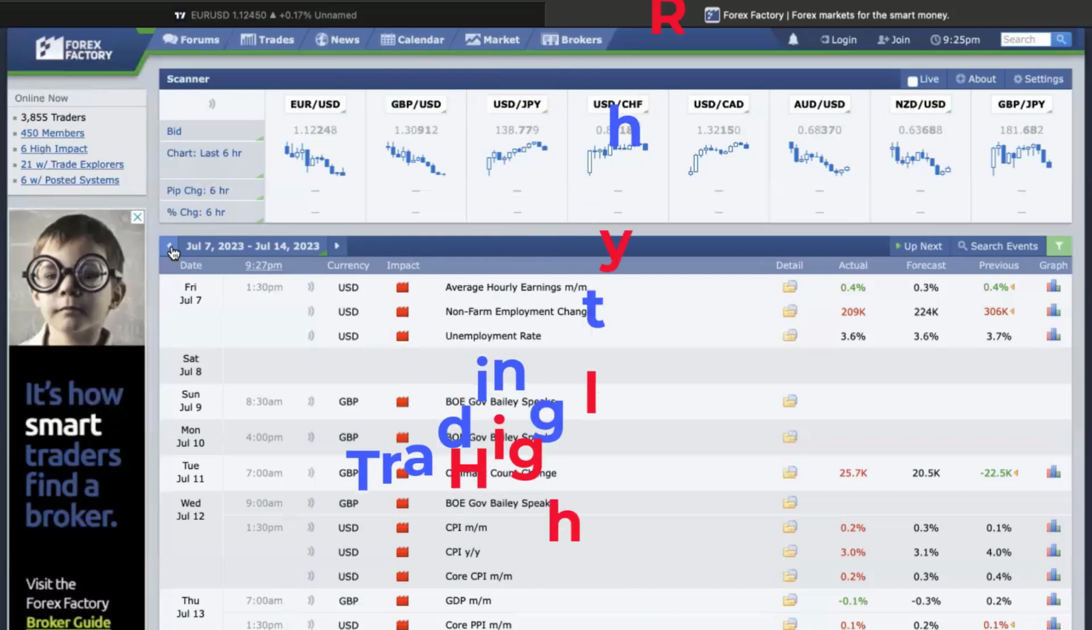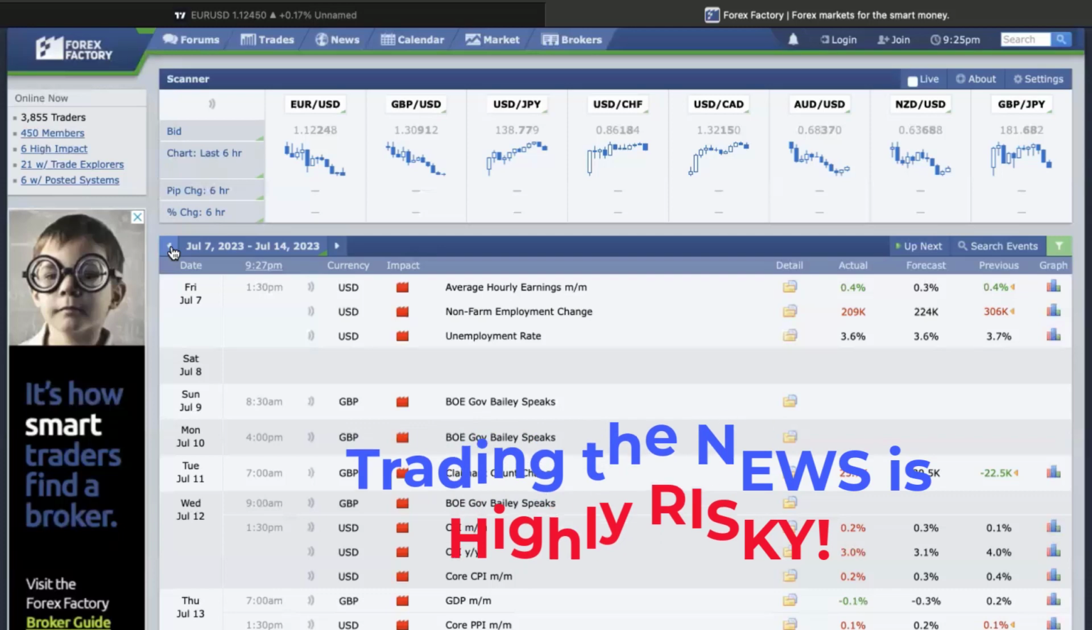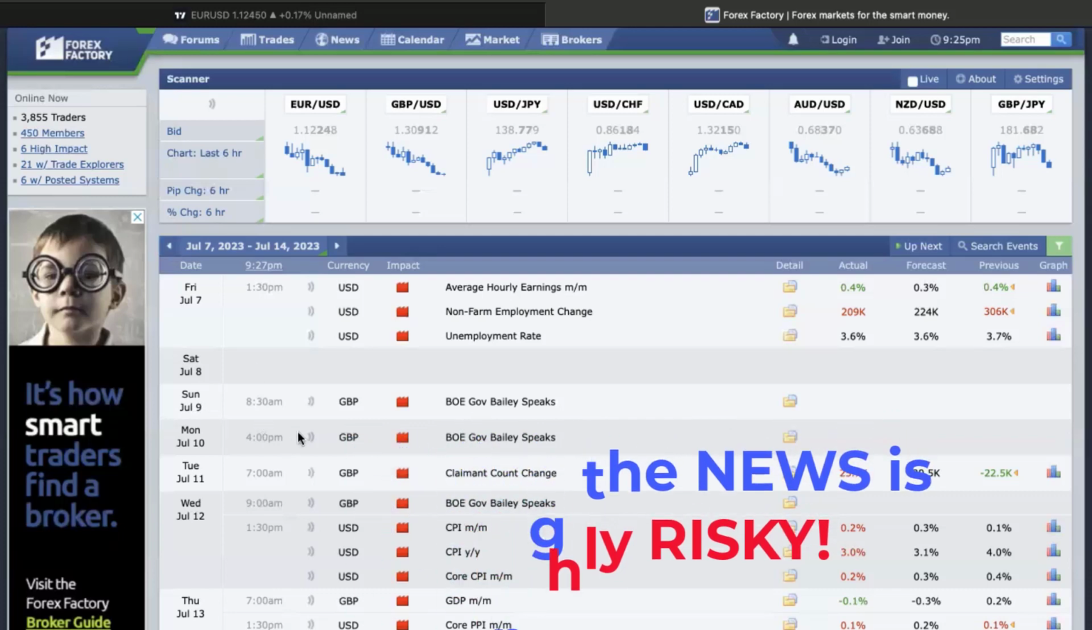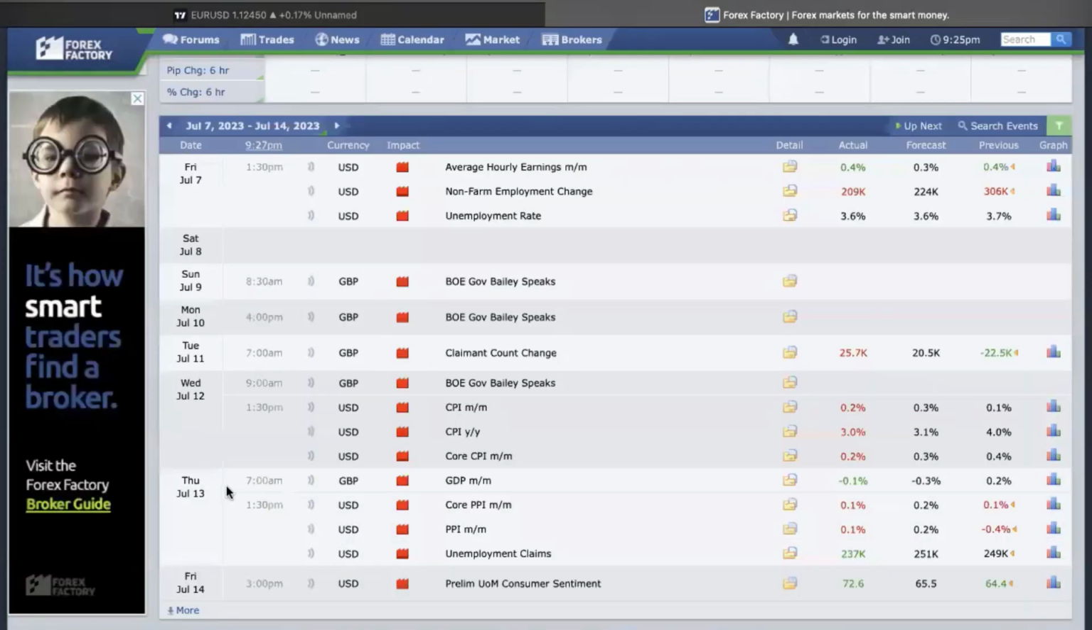Trading the news is highly risky. So here's what I'm going to do. A news came out last week. This is the news for last week. A news came out on GBP, and I think the news was for 4 p.m. Was it a Monday news or something? Where is it? GBP. I think one of these GBP news. And I waited. Let me show you what I did.